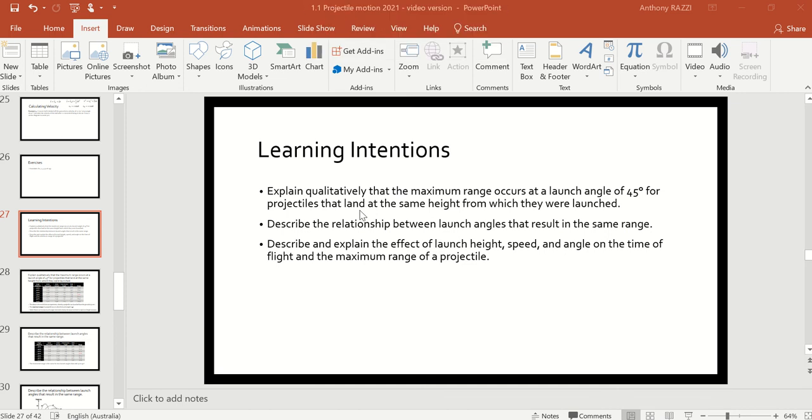So in this video we're going to be looking at the relationship between launch angle, launch height, and initial velocity on the time of flight of a projectile. So I'll go one dot point by one dot point on the following slides.